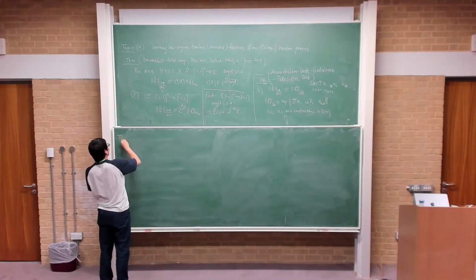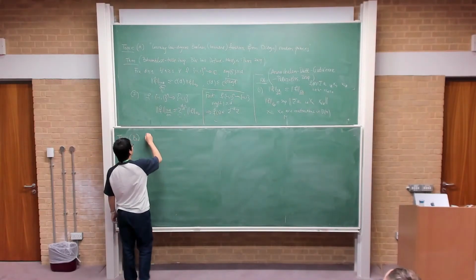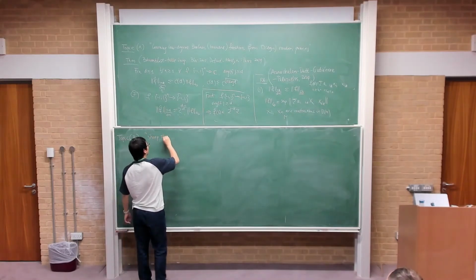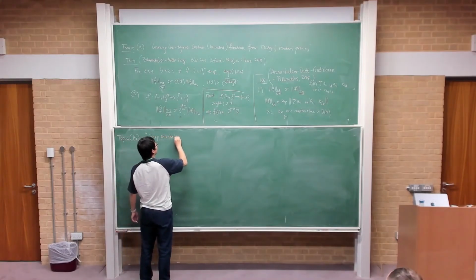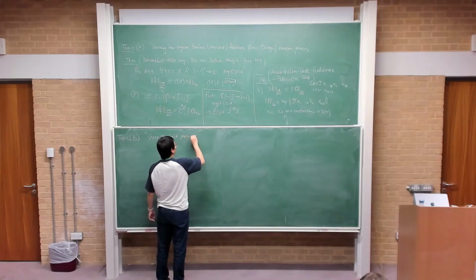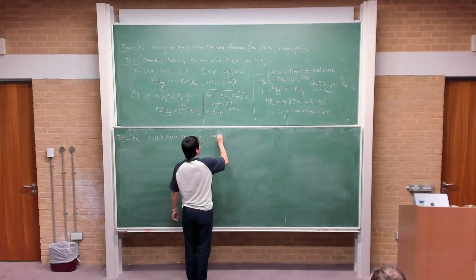Topic number 2, sharp threshold phenomenon in random graphs.